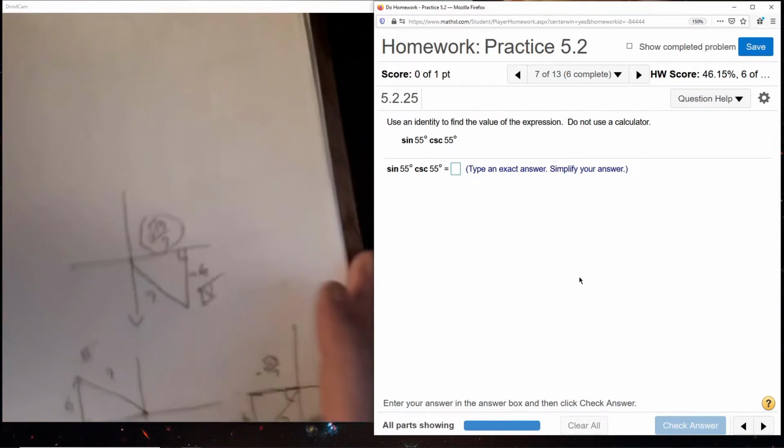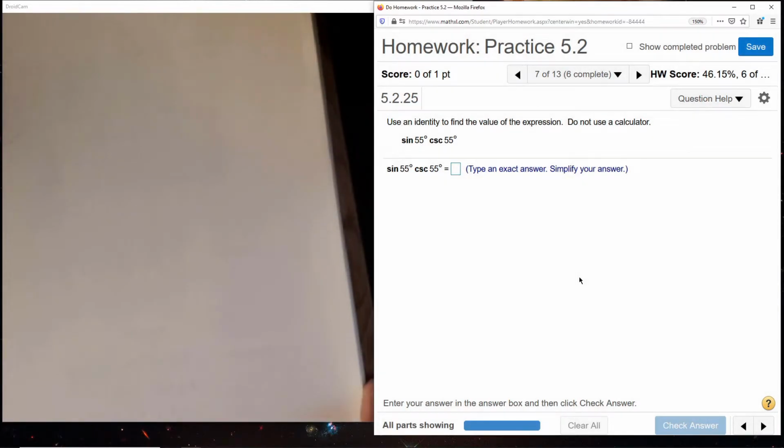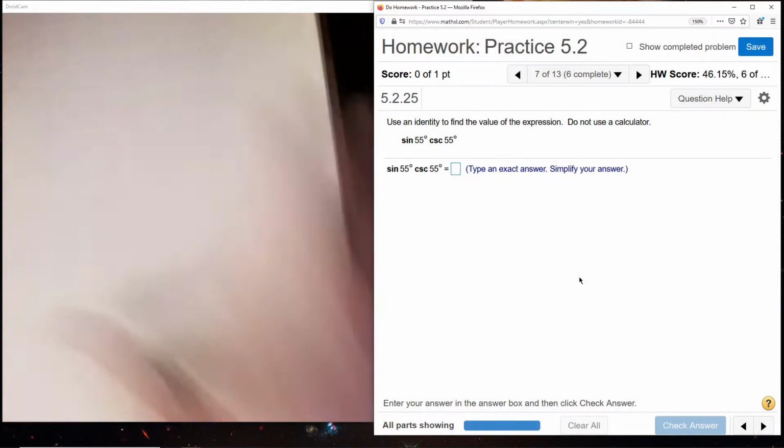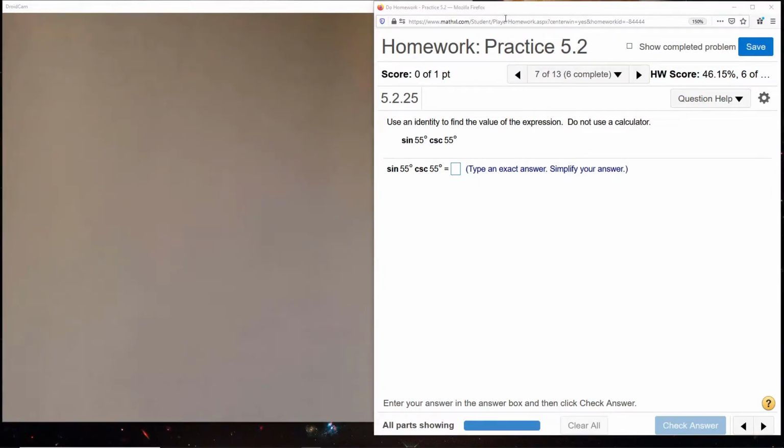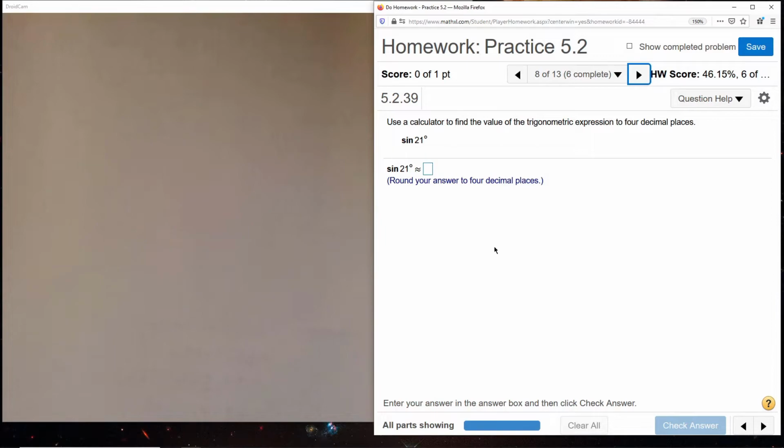So use an identity, find a value of these expressions. Don't use a calculator. All right, so this problem got in under my radar here. This has to do with cofunctions, which this section does mention, but I did not in the lecture video because I was going to talk about this when we start to focus more in on the graphs. I thought it would be more useful there. So you may not see this right now, and that's because I got rid of it. So let's check out this one. And by the way, we will get to cofunctions. I just want to do that more when we start looking at the graph. I think it'll make more sense there.